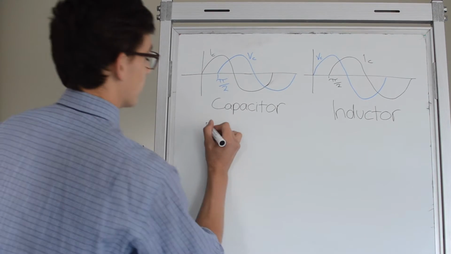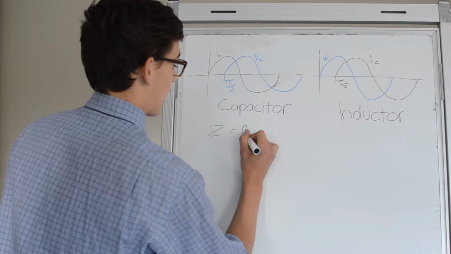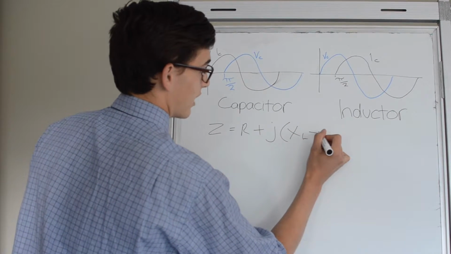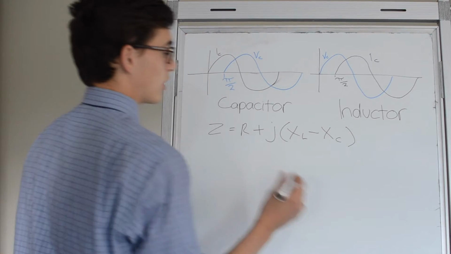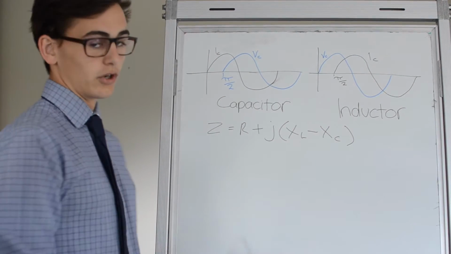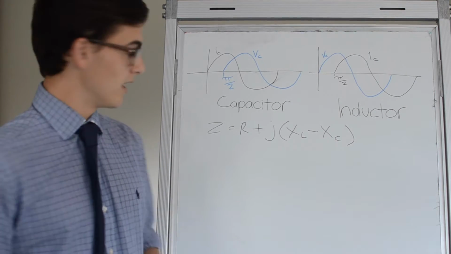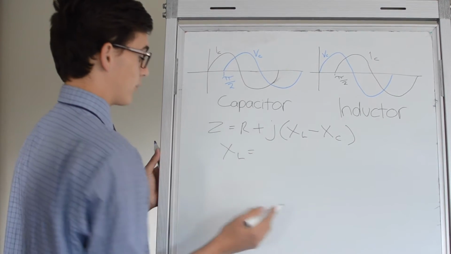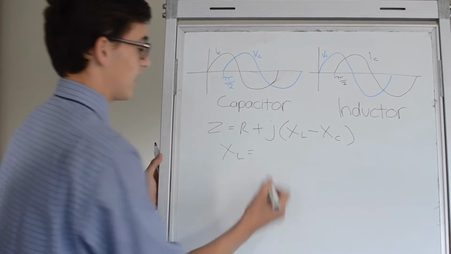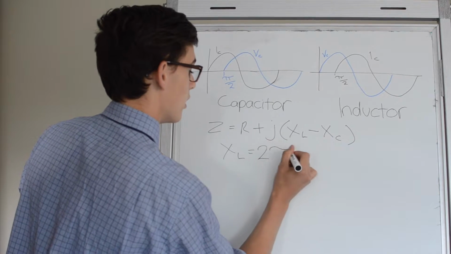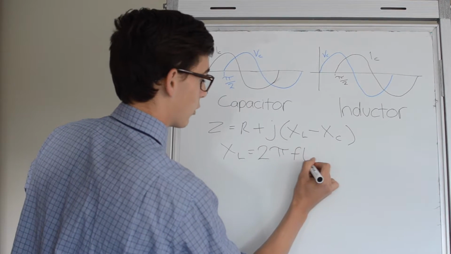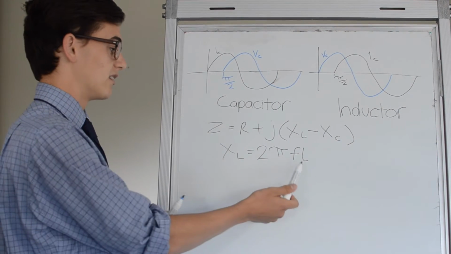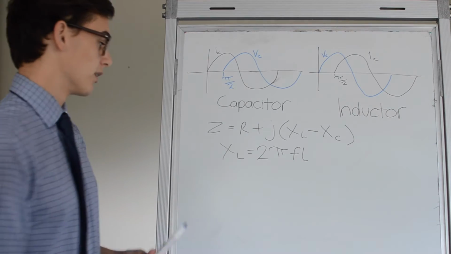With the equation Z equals R plus J times (XL minus XC), we can comprehend the new reactance of the circuit, which is effectively the resistance. Now, in this equation, XL is the reactance of an inductor and is calculated using 2 pi F L, where F is the frequency of the applied signal and L is the inductor nameplate value.